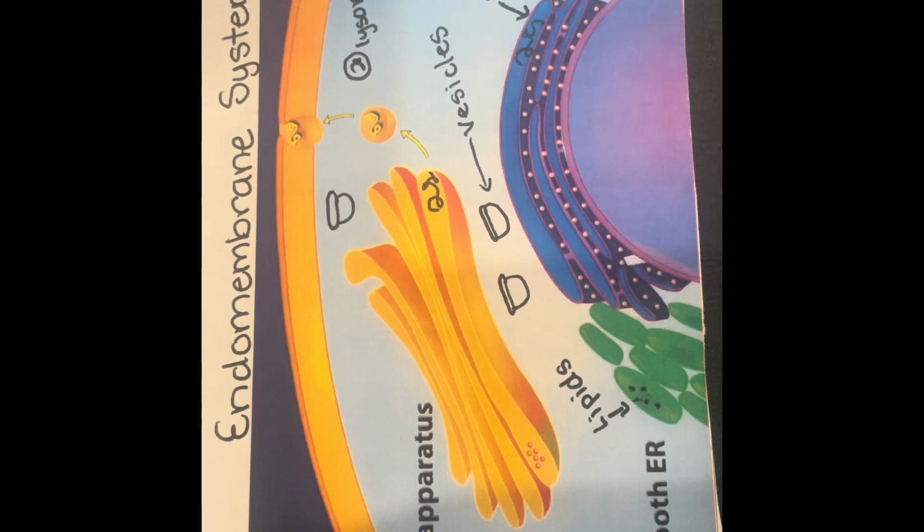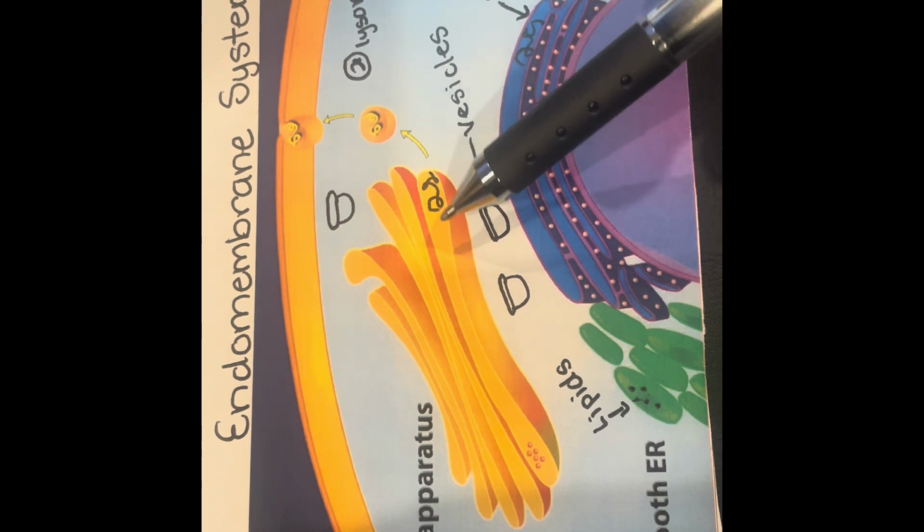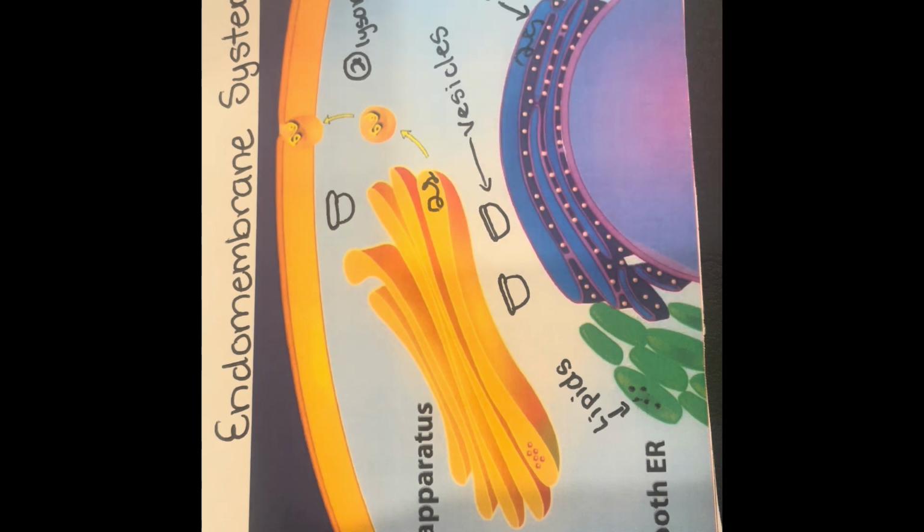So for the rough ER, it gets its rough appearance from all these little ribosomes in there. These are the tiny ribosomes, the little dots right there. It might be a little bit difficult to see, but that's what gives it that rough appearance. The rough ER is responsible for making proteins, which then get transported in one of these vesicles and carried to the Golgi apparatus.